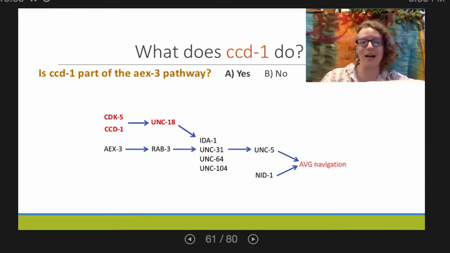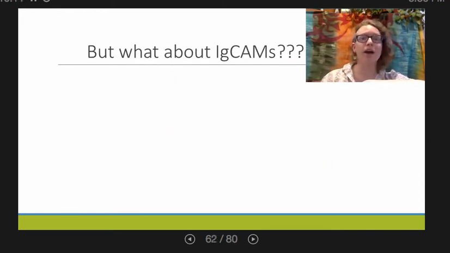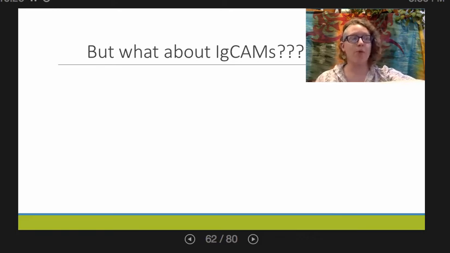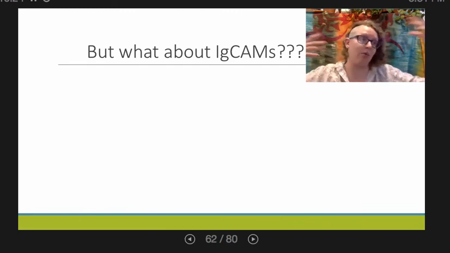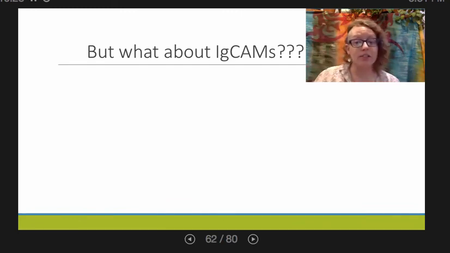Very exciting. But what about the IgCAMs? Is this also part of the same thing? I mean, maybe work 1 is part of this thing and Rig5 and Rig6 are not, or Rig5 and Rig6 are part of this thing and work 1 is not. We don't know. Let's find out.